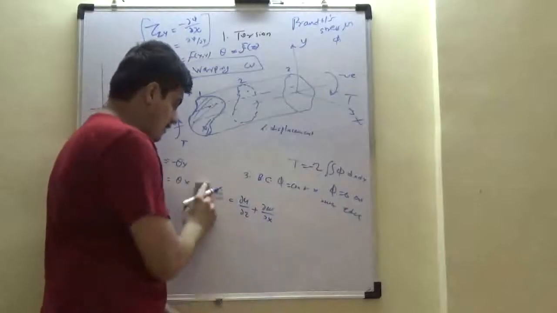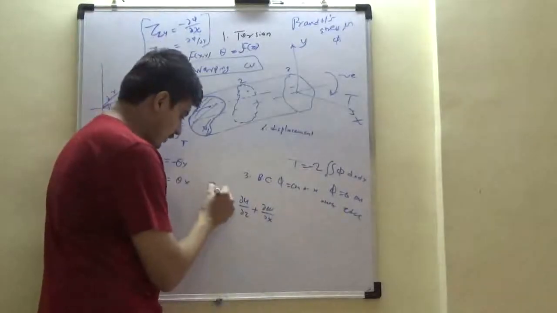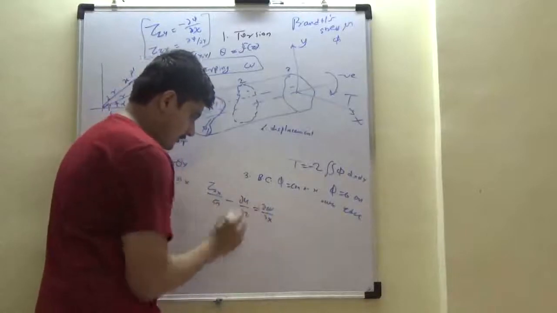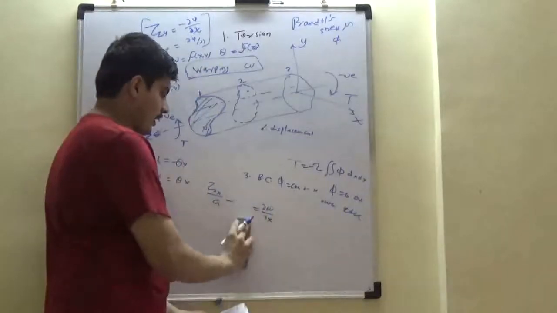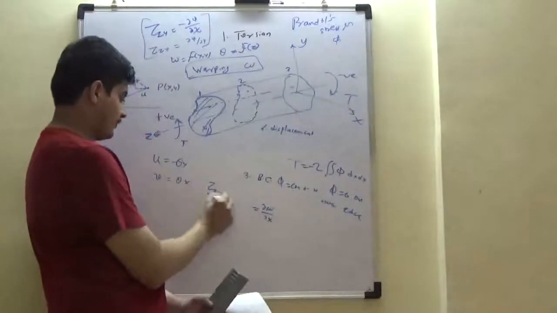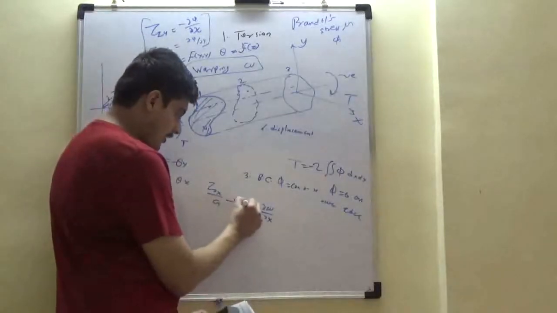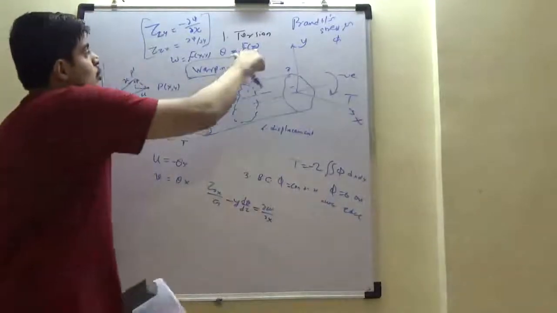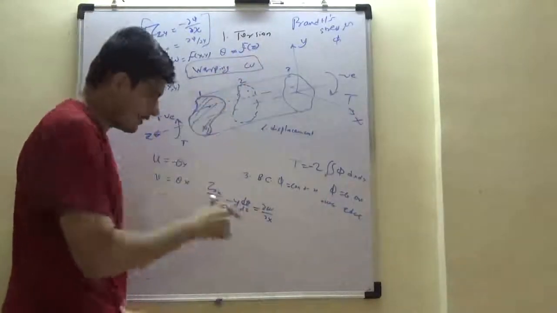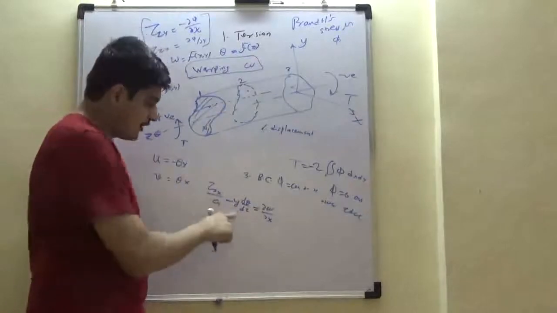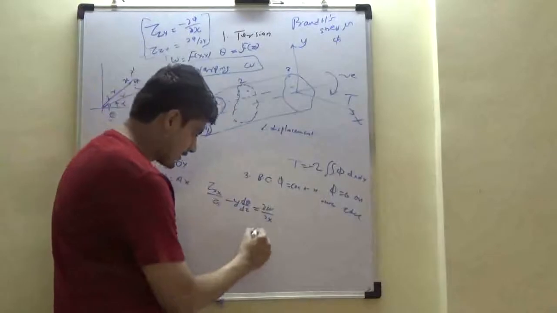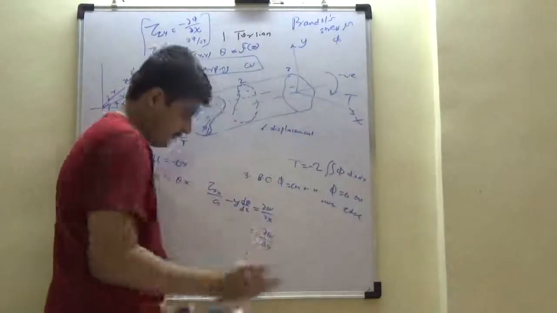But gamma zx is nothing but tau zx upon G. So I can take this out here. So del W by del X and del U, what is del U by del Z? Y d theta by dz. Because theta is only a function of Z, so it cannot be del, it will be d, that actual differentiation, simple linear differentiation. So del W by del X is this.